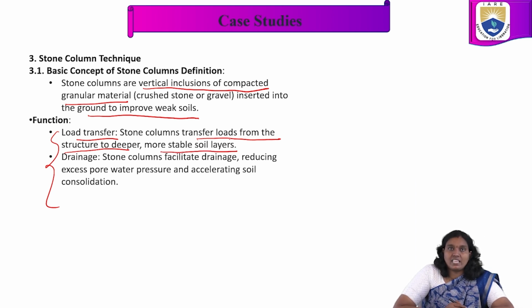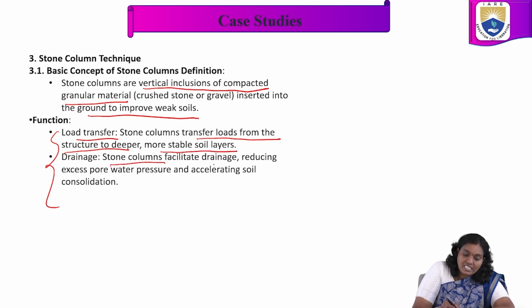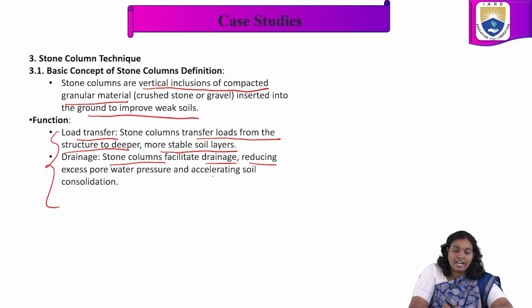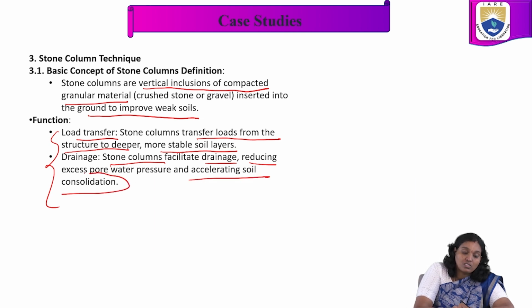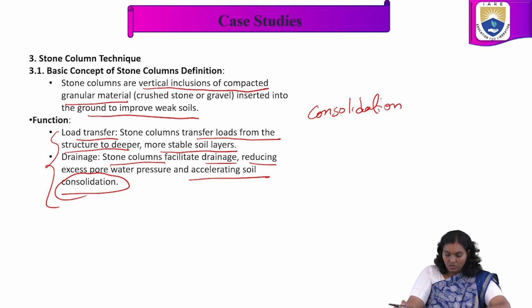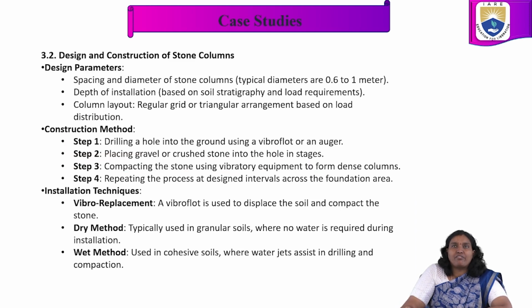In drainage, stone columns facilitate drainage, reducing the excessive pore water pressure and accelerating the soil consolidation. So these are the basic concepts and their functions involved in these stone columns.